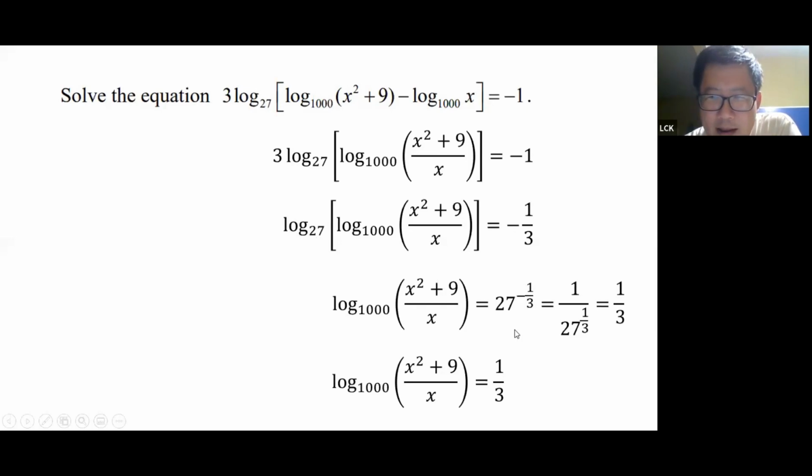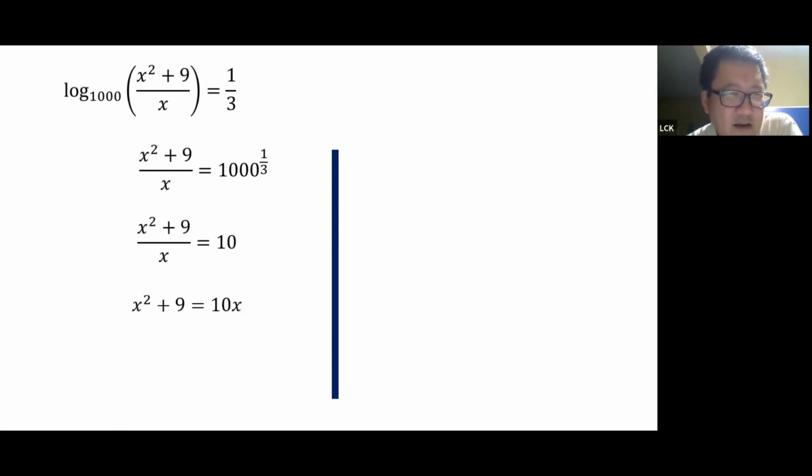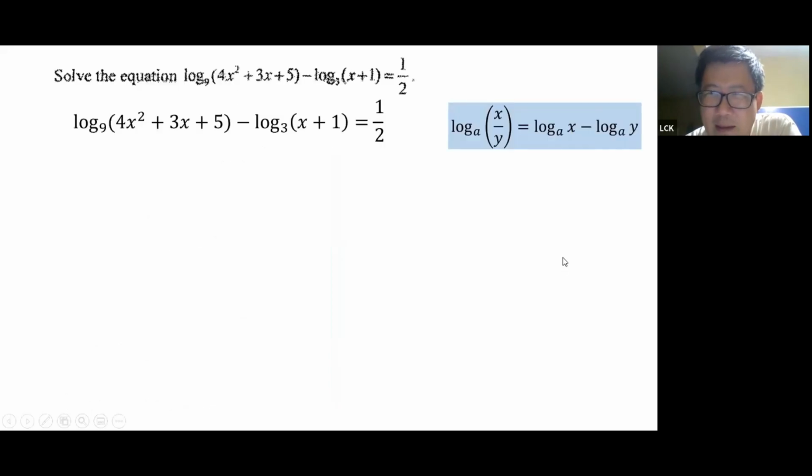Okay? And the next thing to do, I'm going to repeat this over here. This gets repeated over there. The next thing that happens is you take 1000 to the power of 1/3. That's it. 1000 is the base, 1/3 is the power. And 1000 to the power of 1/3 is simply 10. All right, and you've got your quadratic equation, and you can solve it. x minus 9 times x minus 1 equals 0. All right, and your two solutions are x equals 9 and x equals 1.